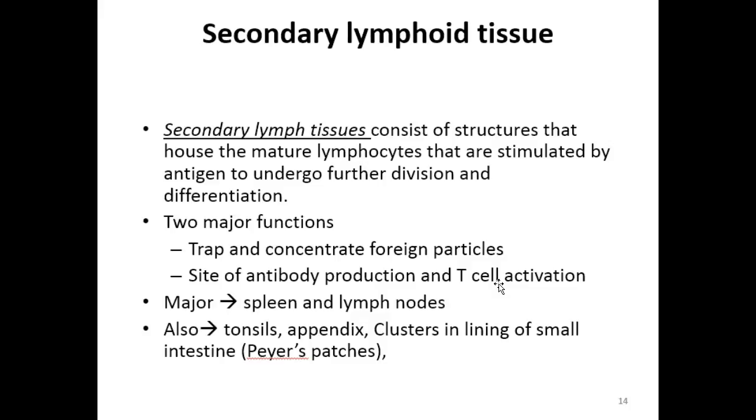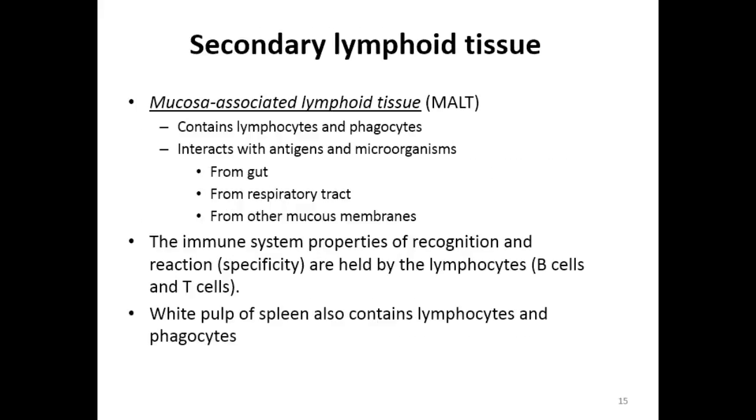So secondary tissues are the site of antibody production and also the site of T cell activation, with one major exception, which we'll talk about next week. The major ones, as I said before, are spleen and lymph nodes, but they also include the tonsils, your appendix, and the clusters lining or sort of behind the mucosal tissue called Peyer's patches. The so-called mucosal-associated lymphoid tissue, or MALT, contains lymphocytes and phagocytes just like your lymph nodes, and it interacts with antigens and microorganisms from the gut, respiratory tract, and mucous membranes.